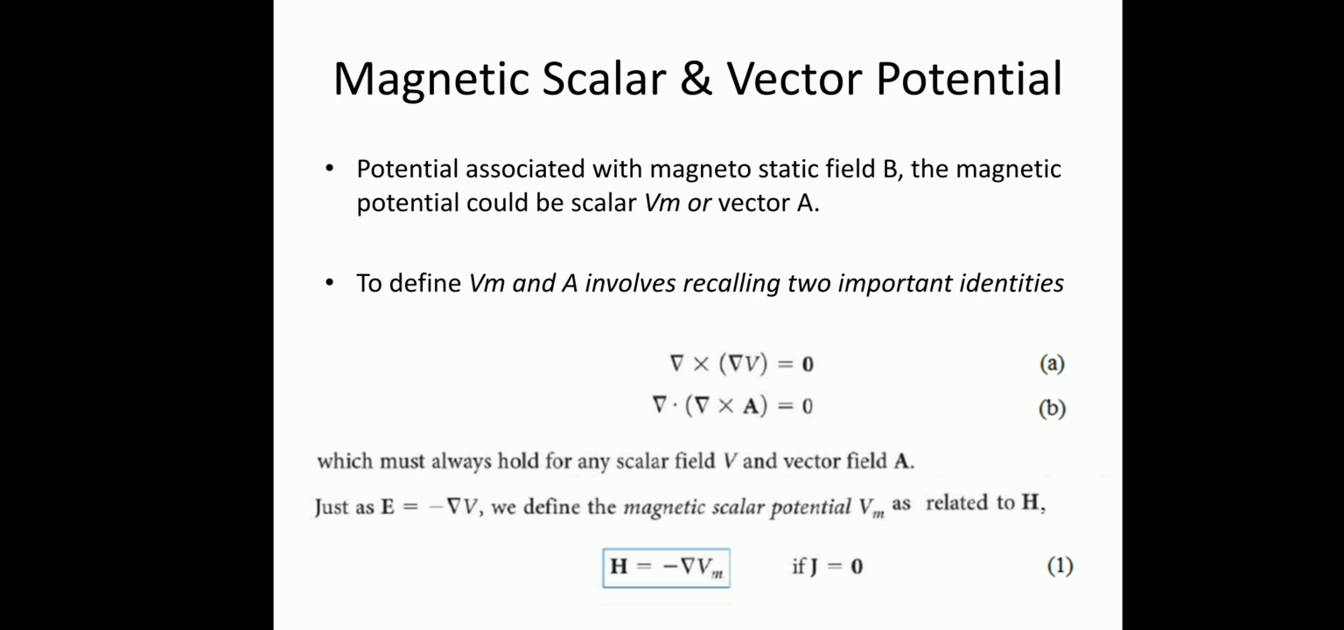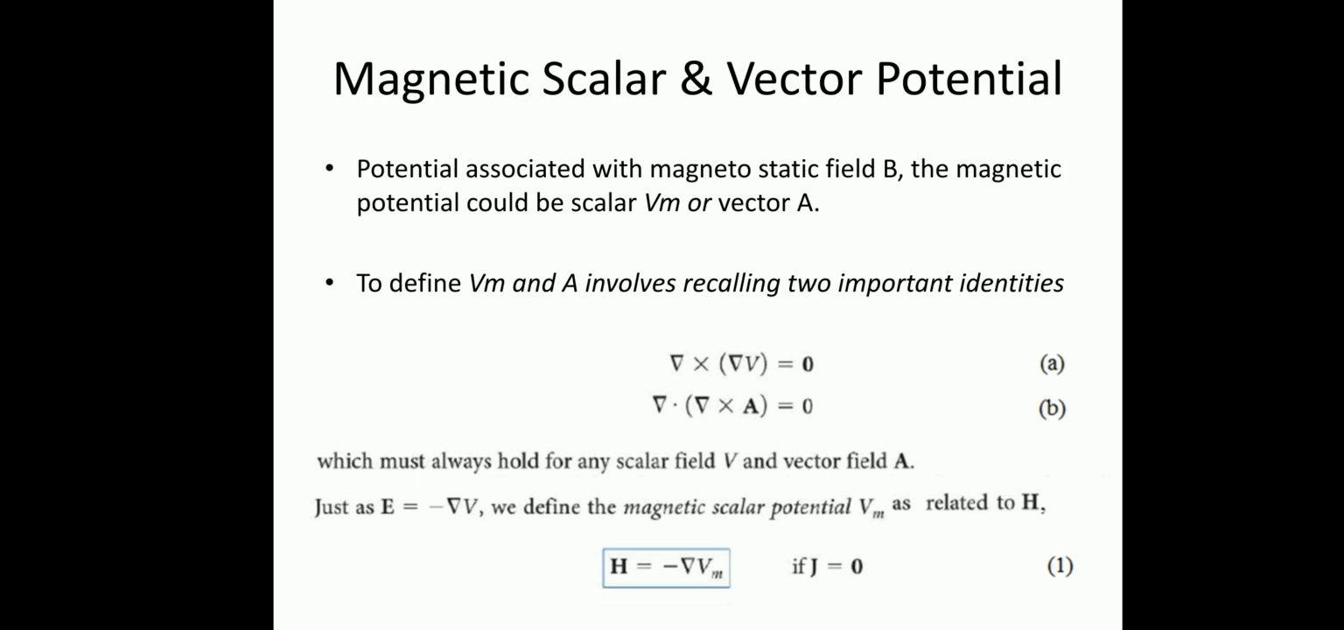The curl of a gradient of a function is always 0, and the divergence of the curl of any vector is 0. In electric field, E is equal to negative gradient of potential, or E is equal to minus del V. So we can define the magnetic scalar potential Vm as related to H by H is equal to minus del Vm if J equal to 0.